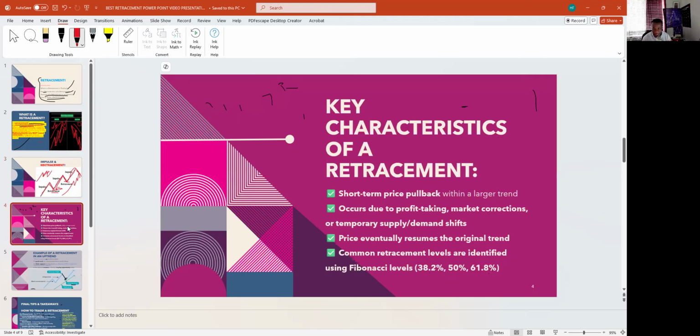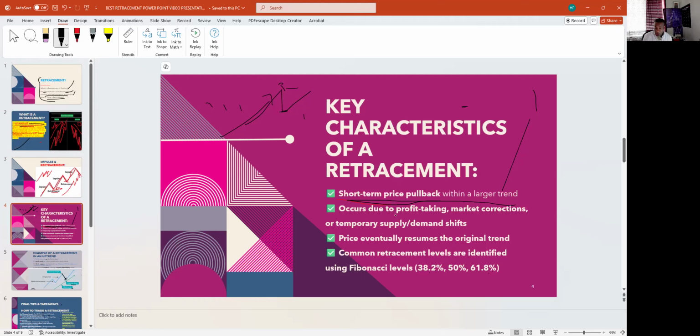Now, we're going to see the key characteristics of a retracement. As I just told you, you always buy at the short-term pullback. So don't worry. Even though the stock is moving higher, the stock market never goes in a straight line. It always retraces back. So you buy at the retracement. It goes high and retraces, and you buy there. That's why we call it a short-term price pullback within a larger trend, a big uptrend.